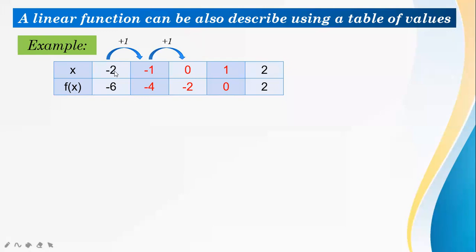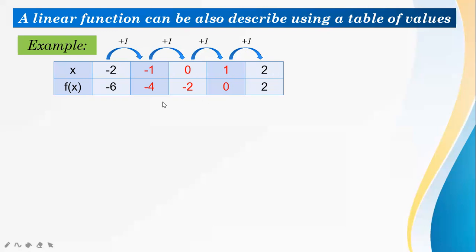So negative 2 plus 1 becomes negative 1. Then negative 1 plus 1 is 0. Then if you add another positive 1, 0 plus positive 1 is 1. Then 1 plus 1 is 2. So we add a constant amount, positive 1: negative 2, negative 1, 0, 1, 2.